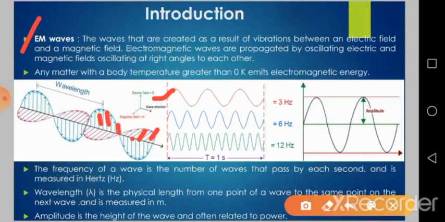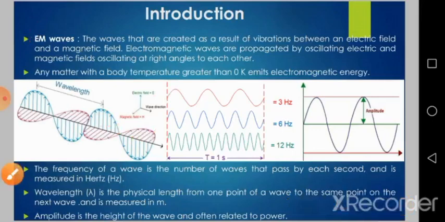Any body or any object on the earth having a body temperature greater than 0 degrees Kelvin, that is minus 273 degrees centigrade, emits electromagnetic energy. Now, some of the characteristics of these electromagnetic waves we can study here.